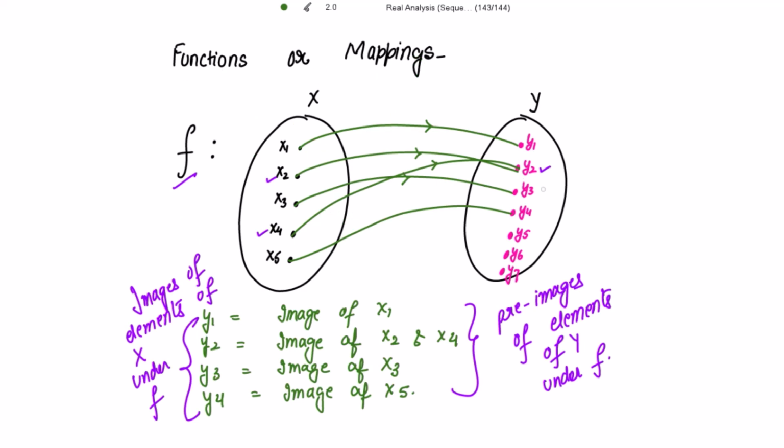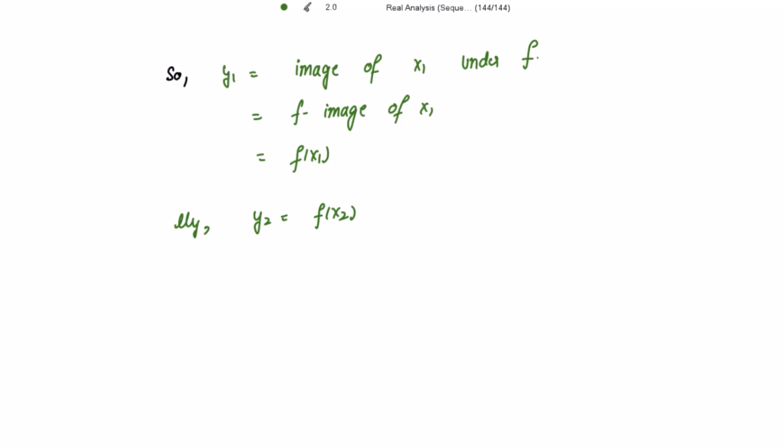So here y1 is the image of x1 under f. We can also write this as f image of x1, or f of x1. Similarly, we can write y2 as the f image of x2. And y2 is also the f image of x4, both x2 and x4. So we write y2 equal to f of x2 equal to f of x4, right? And y3 is f of x3, y4 is f of x5.